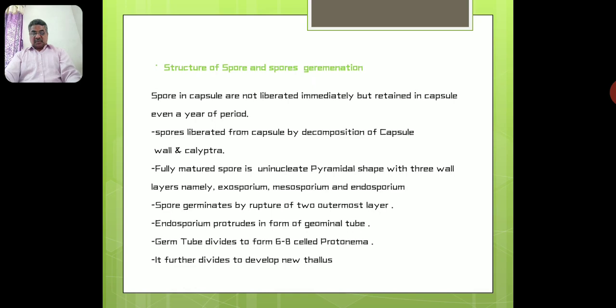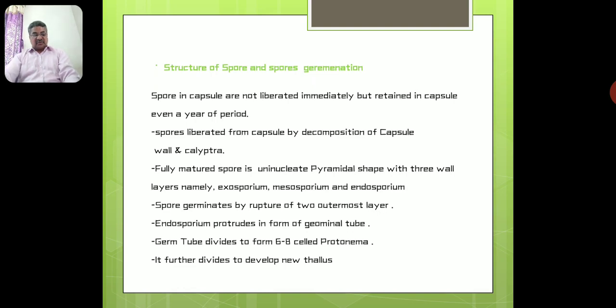dispersed. Spores are liberated from the capsule only by decomposition of the capsule wall and the surrounding calyptra. So once the capsule wall and calyptra wall get disintegrated or decomposed, then and only then do these mature spores get a chance to disperse from the capsule. If the surrounding conditions are favorable, that is moisture and other conditions, then these dispersed spores will germinate and produce the new gametophyte, that is the new thallus of Riccia.